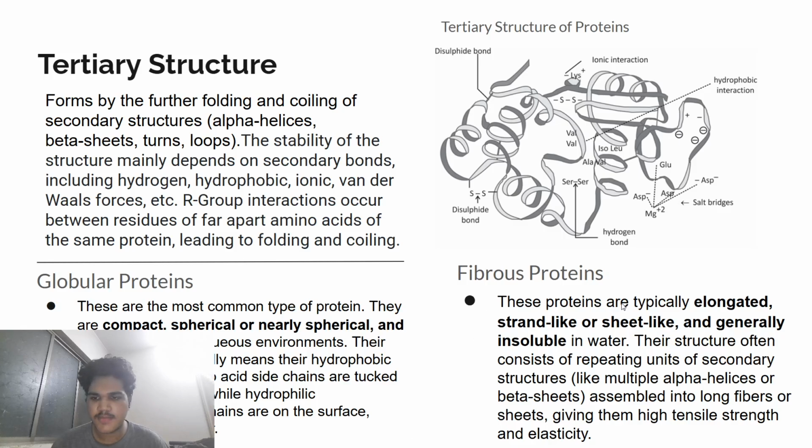Fibrous proteins. These proteins are typically elongated, strand-like, and sheet-like, and generally insoluble in water. The structure often consists of repeating units of secondary structures like multiple alpha helices or beta sheets assembled into long fibers or sheets, giving them high tensile strength and elasticity. These types of proteins are often found in muscle, hair, etc.